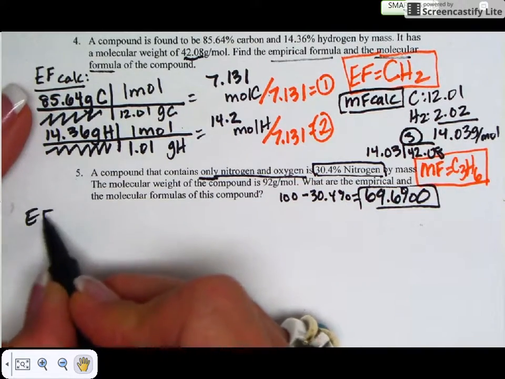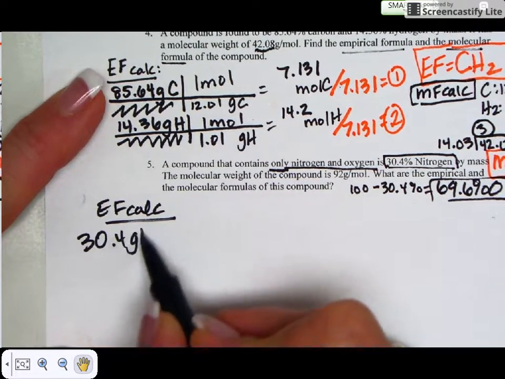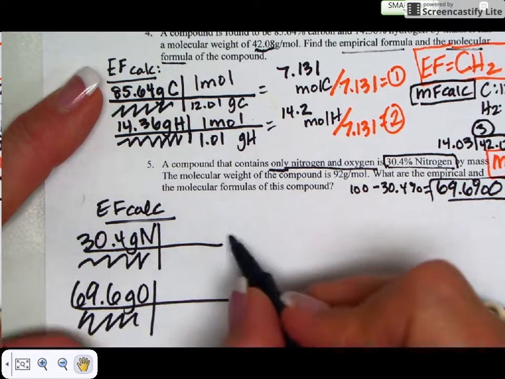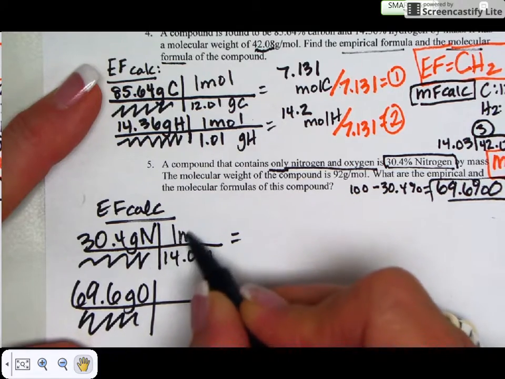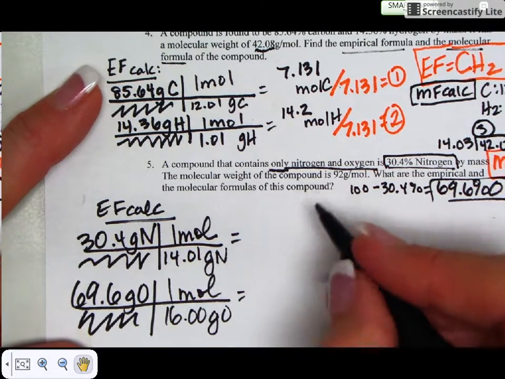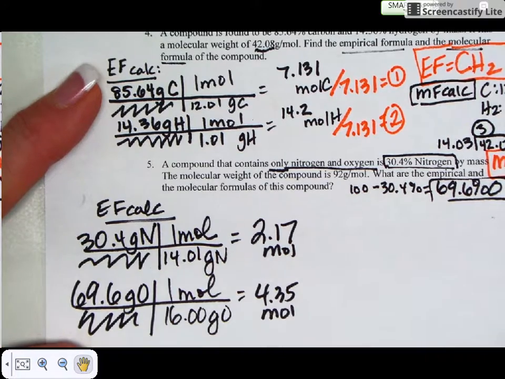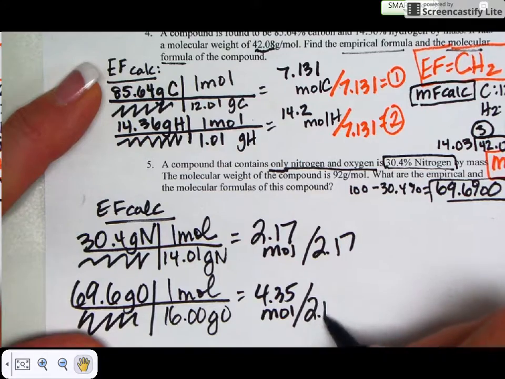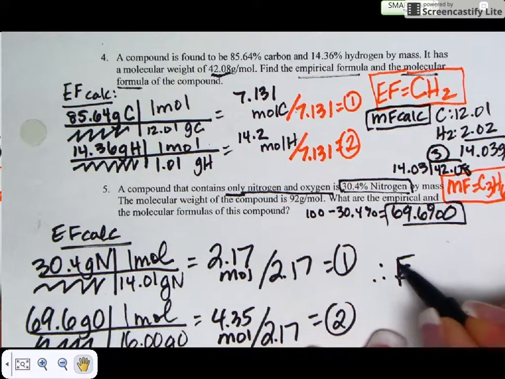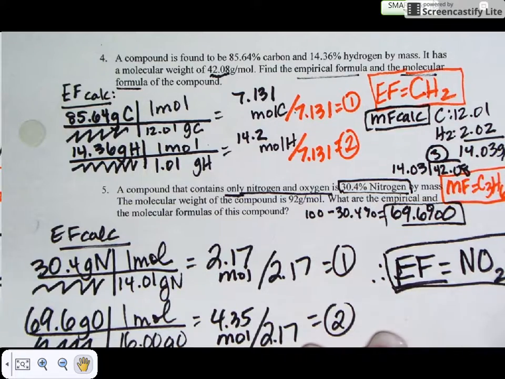Now let's start our empirical formula calculation. Percent to mass, mass to moles, divide by the smallest and round to the whole. So I've got 30.4 grams of nitrogen and 69.6 grams of oxygen. Let's convert that to moles. I have to divide by 14.01 grams per mole for the nitrogen and 16.00 grams per mole for the oxygen. This will give us our moles. So I get 2.17 moles for the nitrogen and 4.35 moles for the oxygen. Now divide by the smallest, which is 2.17. That's going to give me a 1, and this will go in twice. This means the empirical formula equals N1O2. So this is your empirical formula.